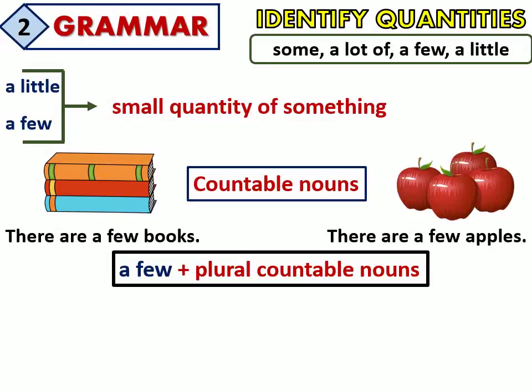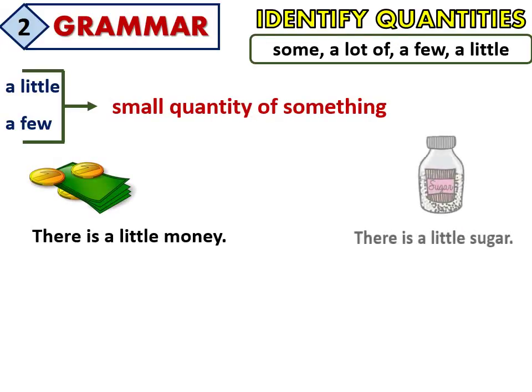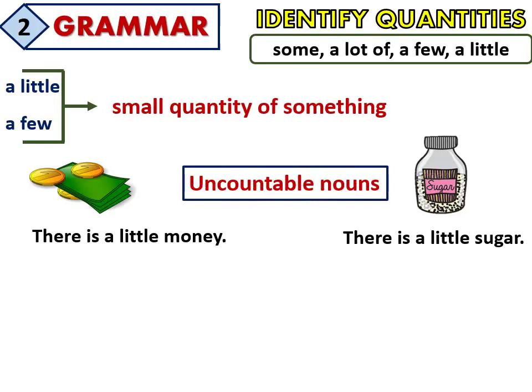Now repeat after me. There are a few books. There are a few apples. Let's carry on. There is a little money. And there is a little sugar. But this time, all of these nouns are uncountable nouns. Of course, we cannot count 1, 2, 3 with uncountable nouns. These nouns often are a large mass of something, or they are liquids, or they exist only in singular. That's very important, so pay attention.